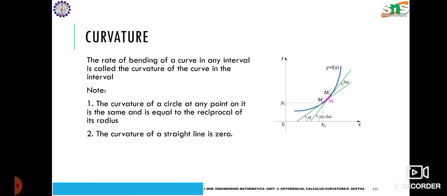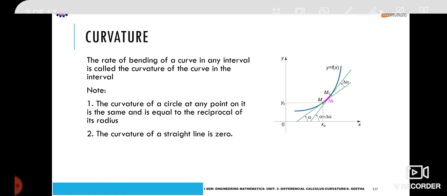Curvature: the rate of bending of a curve in any interval is called the curvature of the curve in the interval. Note, the curvature of a circle at any point on it is the same and it is equal to the reciprocal of the radius. The curvature of a straight line is 0. Can you all understand what I am saying?